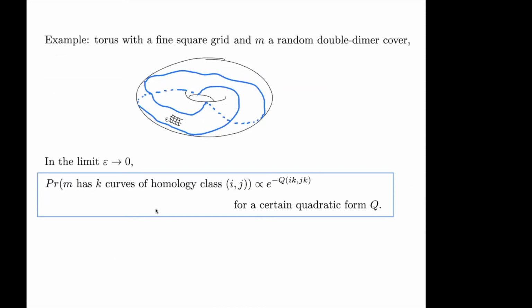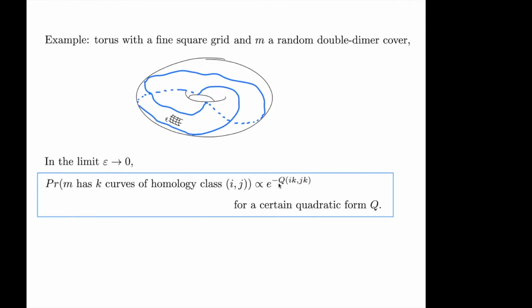But let me show you some very simple examples. Here's a simple surface, a torus. Suppose we put a nice fine grid, maybe a square grid, on a torus and take a random double dimer cover. I can ask, if I focus on the topologically non-trivial curves in that double dimer cover, what's the probability that they have some particular homotopy or homology type? The somewhat non-trivial theorem here is that the probability that your random double dimer cover has k curves in homology class (i, j) has a beautiful form. It's proportional to an exponential of a quadratic function of i, k, and j, k. So there's a sort of theta function on the right-hand side which describes the homology class, the isotopy class, of a random double dimer cover.